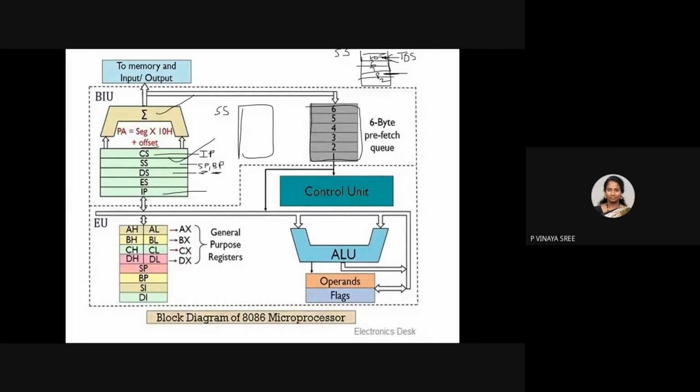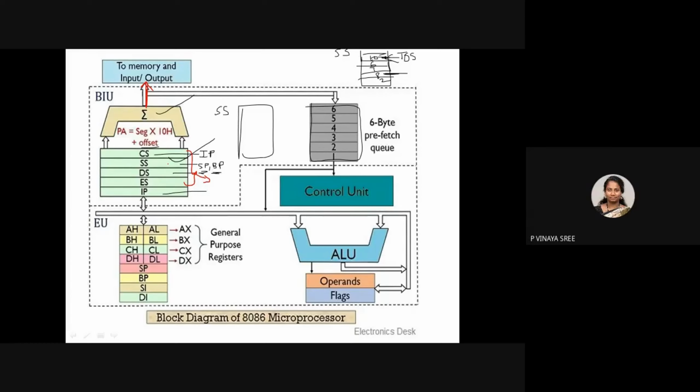Can anyone tell me why it is connected to this memory? What have we done in the BIU? Fetching, yes, definitely. Instructions will be present inside memory, so for fetching we have to connect that. And here we are calculating the physical address. What are these four registers called? Offset registers or base registers? Those four are base registers.